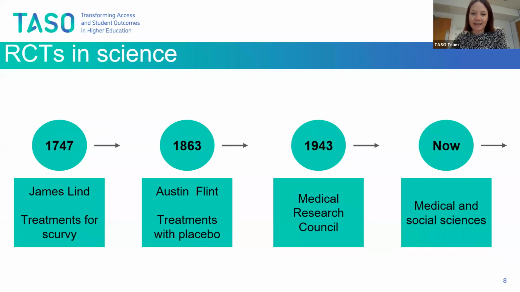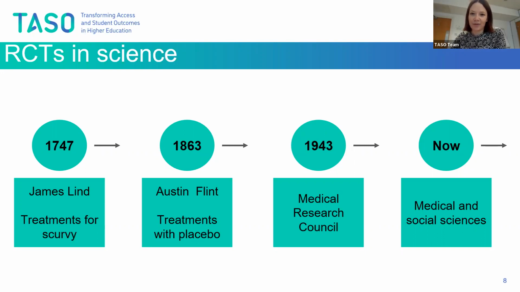We then come to 1943. This is when the UK Medical Research Council conducted its first double-blinded comparative trial with a treatment and control. So we were beginning to see the idea of randomization into different groups becoming more sophisticated in how it's done, and also more widespread given the medical sphere at the moment. By 1943, we hadn't quite got as far as social science.